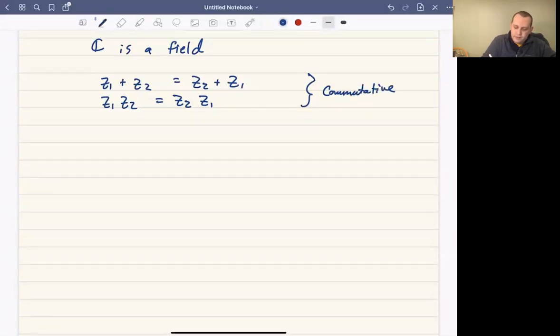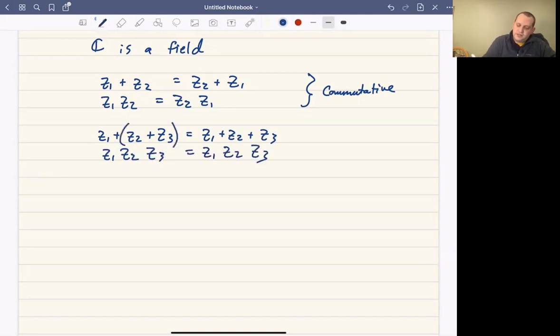If I were to add three complex numbers together, or if I were to multiply three complex numbers together, the grouping doesn't matter. It doesn't matter if I group the last two first or the first two first. It's going to be the same when I do this with the products as well. So these are called associative properties.